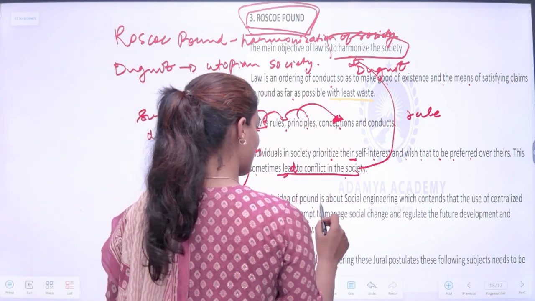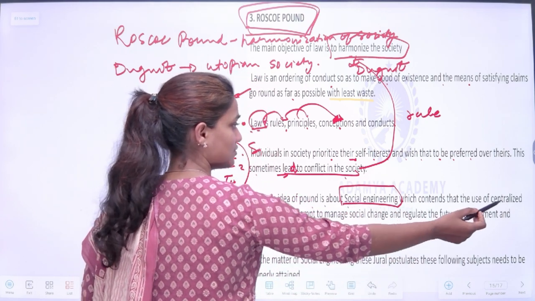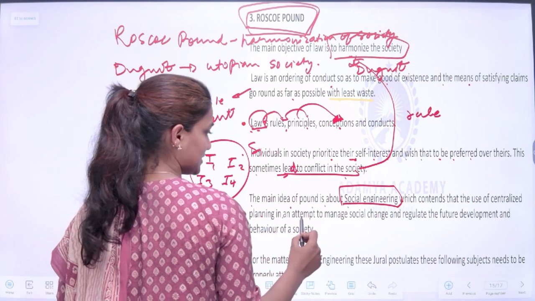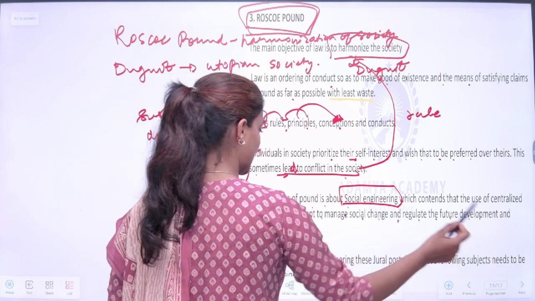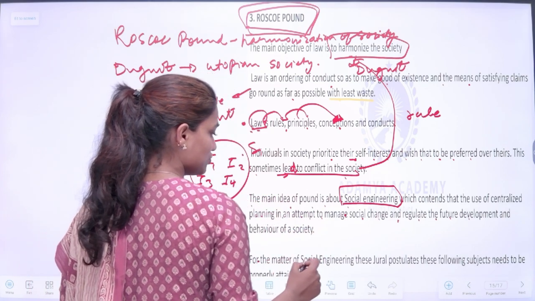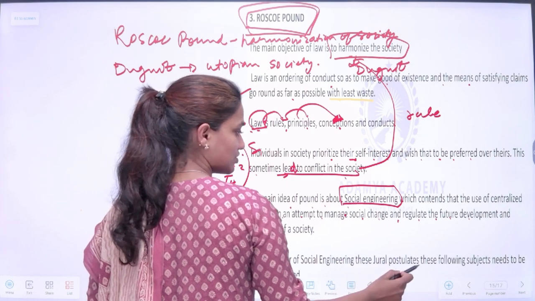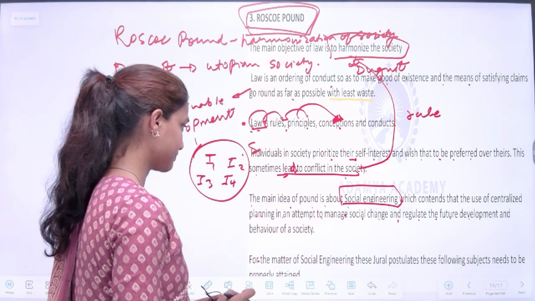The main idea of Pound is about social engineering, which contends the use of centralized planning in an attempt to manage social change and regulate the future development and behavior of a society. For the matter of social engineering, these following general postulates need to be properly attained.